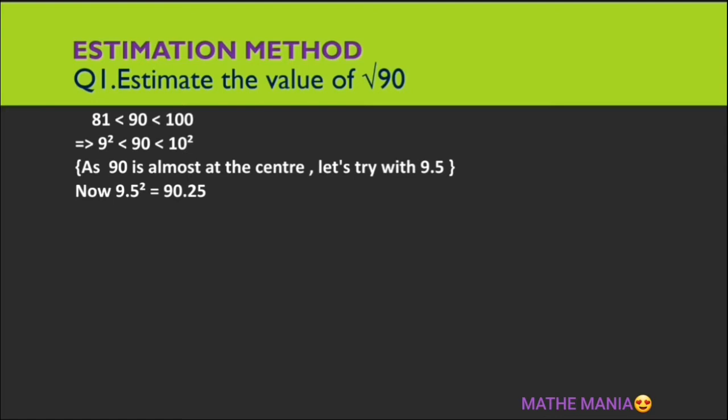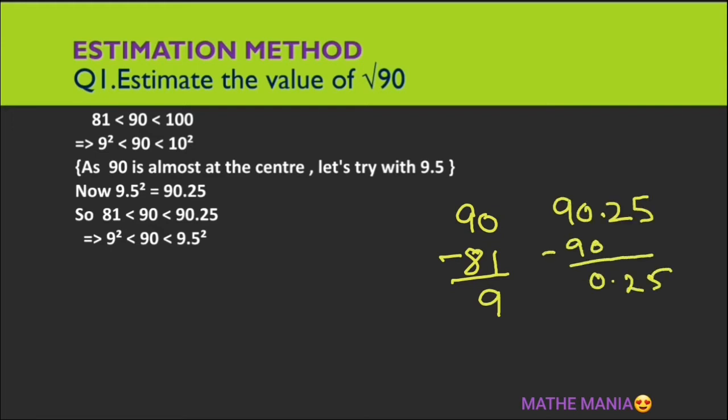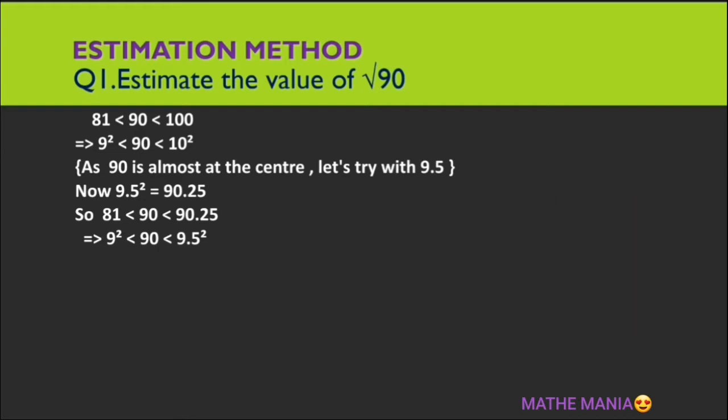Children, if you have to replace 81 or 100 by 90.25, which one would you replace so that the order is not disturbed? Correct. We will replace 100 by 90.25. And now we get 9 square is less than 90 is less than 9.5 square. Again, by calculating, we can easily find that 90 is much closer to 90.25 as compared to 81. It means that we can take the next number closer to 9.5, and it is obviously 9.4.